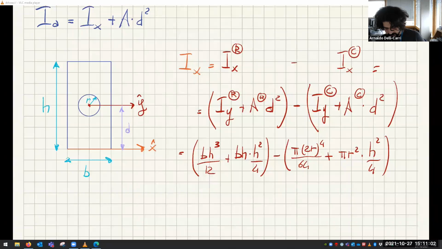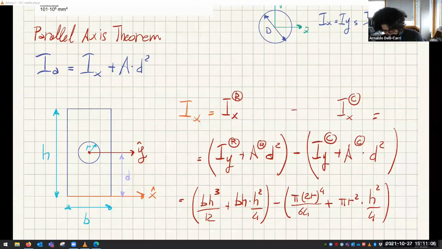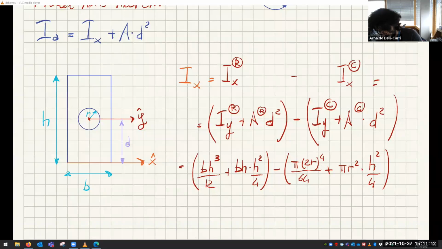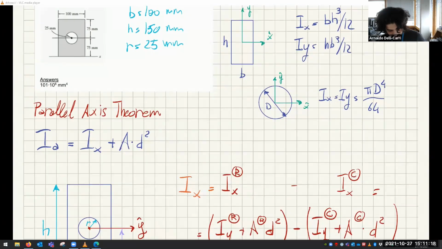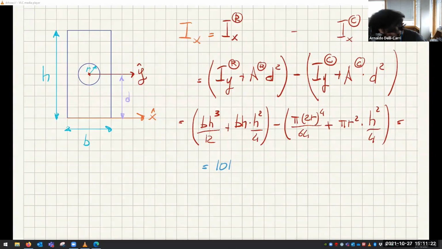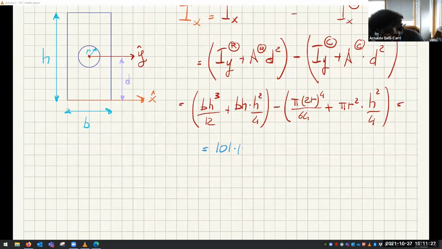And these are all numbers. B, H, and R are all numbers. And that's it. So we can just do the calculations. Now, according to the calculations, of course, this will be 101 times 10 to the power of 6 millimeters to the power of 4.